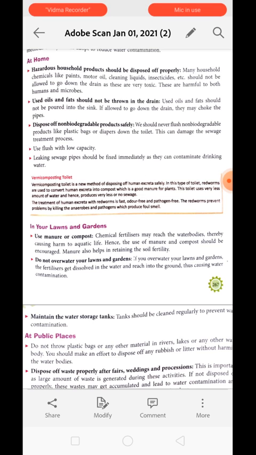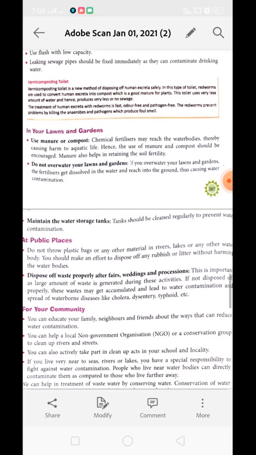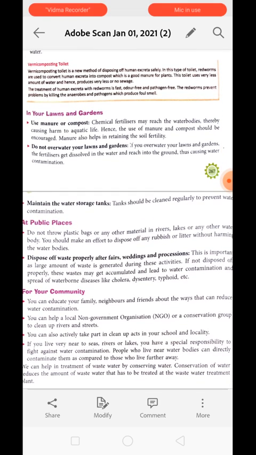The red worm prevents the problem by killing the anaerobes and pathogens which produce foul smell. So it is a good method. Now next is, how can we reduce the amount of wastage of water or pollution of water in our lawn or garden?